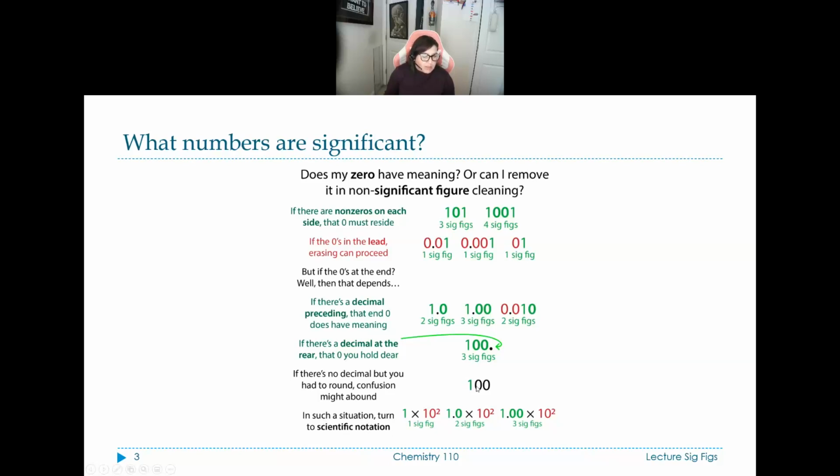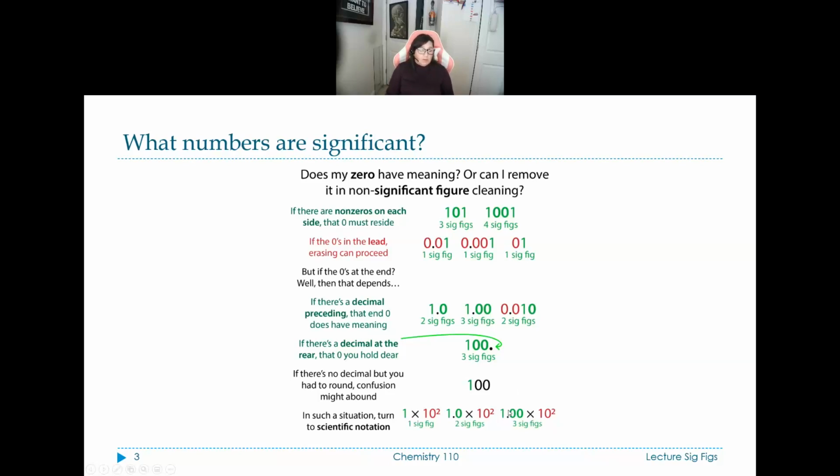Usually, we will report something like that in scientific notation, which will then tell you how many significant digits you have and then how many placeholders you need. So 1 times 10 to the second is 100 with 1 significant digit. So 1 sig fig on this one. 1.0 times 10 to the second is 2 significant digits. Okay. 1.00, 3 significant digits. Okay.